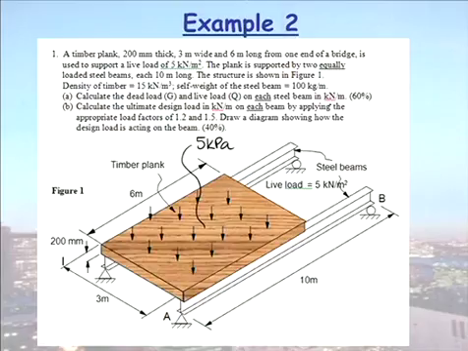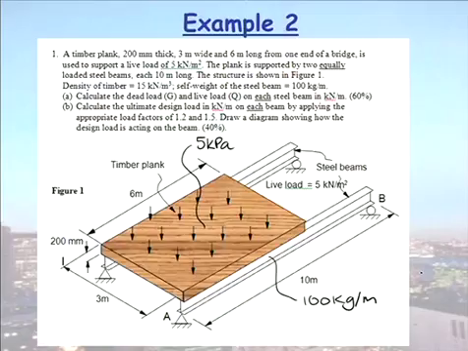And they tell us the weight of the steel beam. So each of these steel beams weighs 100 kilograms per metre. Calculate the dead load and the live load on each steel beam in kilonewtons per metre squared.